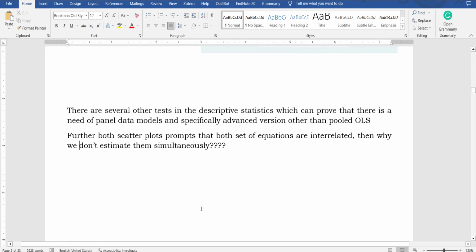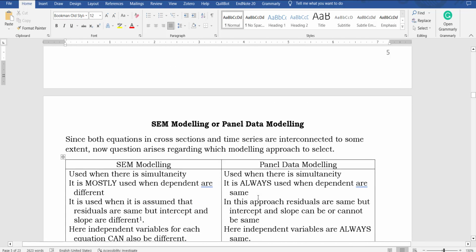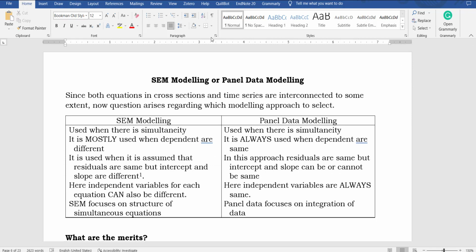Because the reason is that it will have bigger data and more efficient estimates. So we start talking now about, as a business graduate or a person who is doing research on questionnaires and is coming towards secondary data, he will ask the question: what is the difference between panel data and SEM? SEM also estimates equations simultaneously, and panel data is also doing it simultaneously.